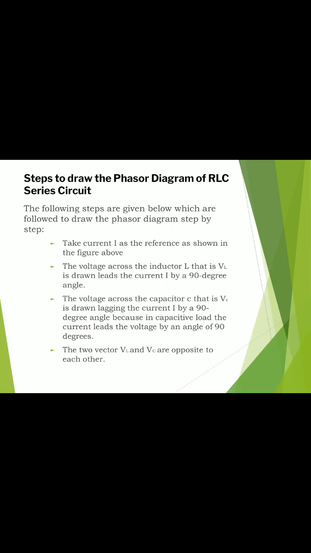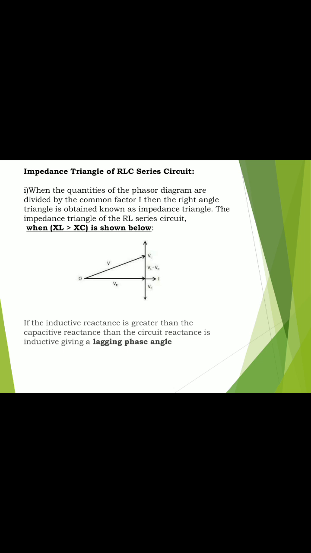Now how to draw the phasor diagram? For the phasor diagram we have three cases. When the quantities of the phasor diagram are divided by the common factor I, then the right angle triangle is obtained, known as the impedance triangle. Our first case is XL is greater than XC. Then as shown in the figure, we have this type of impedance triangle. If the inductive reactance is greater than the capacitive reactance, then the circuit reactance is inductive, giving a lagging phase angle.